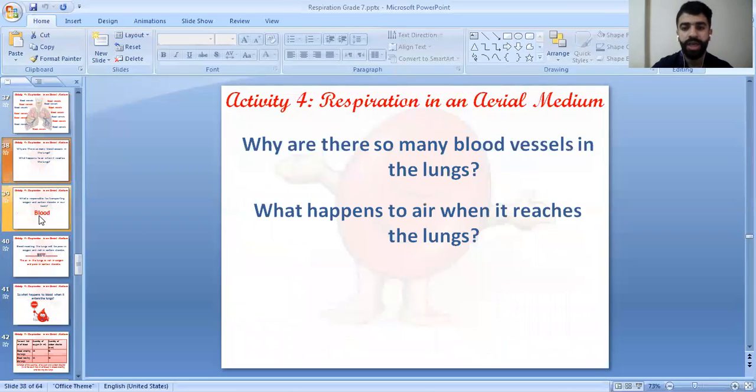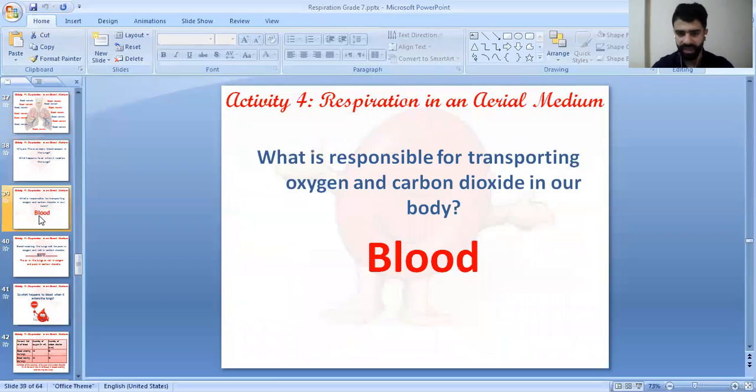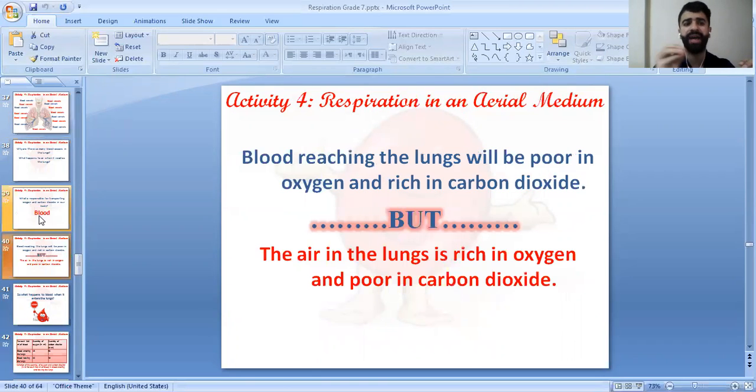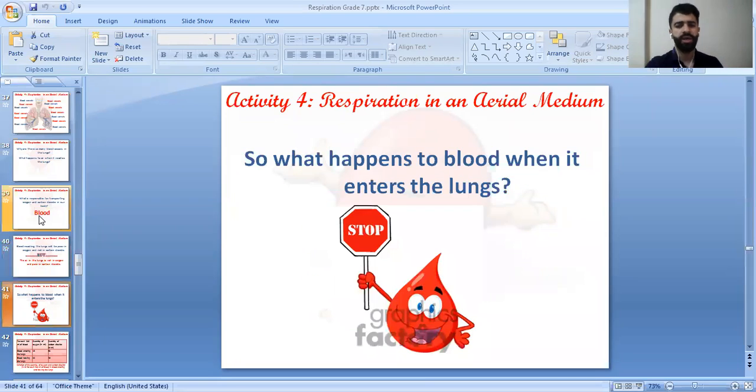Remember this note. So why are there many blood vessels in the lungs? What happens to the air whenever it increases? What is responsible for transportation of oxygen and carbon dioxide in our body? It's the blood. That's why the lungs are rich in blood vessels. So the blood reaching the lungs is going to be poor in oxygen and rich in carbon dioxide. But the air is the opposite. The air in the lungs is going to be highly rich, containing a high amount of oxygen and very poor in carbon dioxide. So what happens to the blood when it enters the lungs?